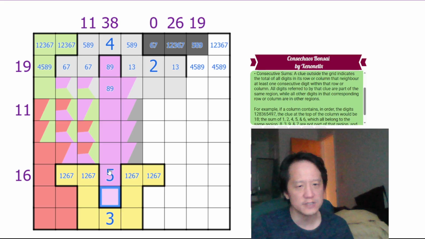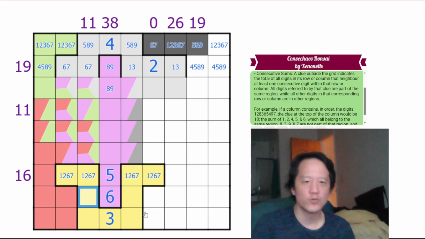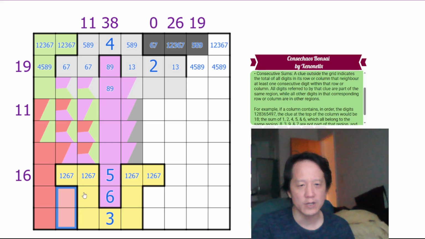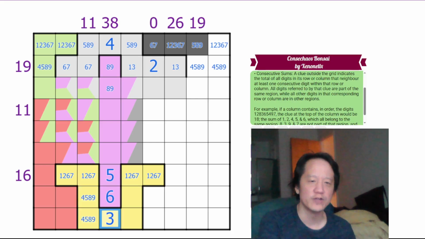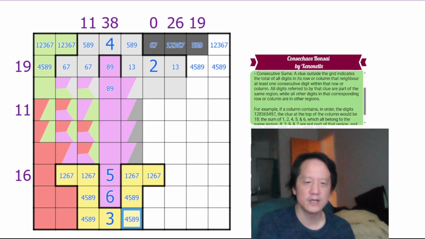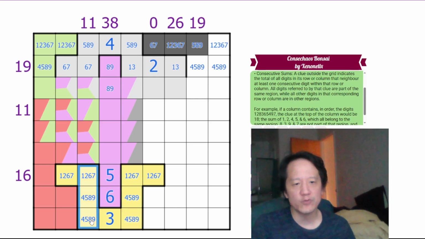This digit is consecutive with this digit. It must be 6 then. Remaining digits in this row and this column cannot contain 1, 2, 6, or 7. It must be 4, 5, 8, 9. This can never be the 5 and 6 adding up together.